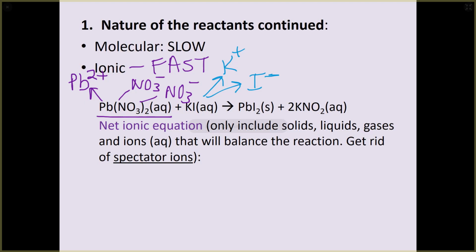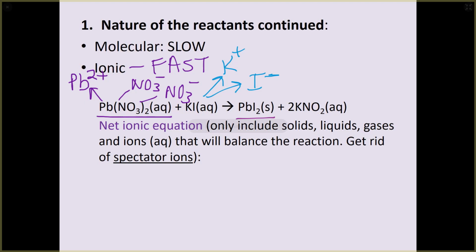And then let's look at what happens. So if I have a test tube of my lead nitrate that's dissolved and then my potassium iodide that's dissolved, when I combine them, I end up forming a solid. And the solid I form is lead iodide. And there's a little S right there to help you recognize that this is a precipitate that is formed.